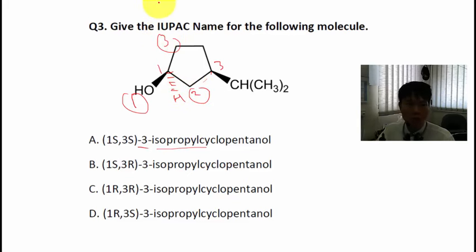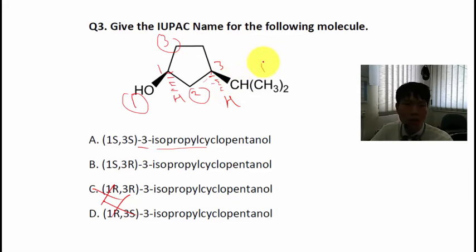So you rotate anti-clockwise. Anti-clockwise is S, so it's 1S. I want 1S, so wrong. And for 3, again, the hash line is not showing to you, so I just draw down the hash line. Number 4, hydrogen, pointing away from you.